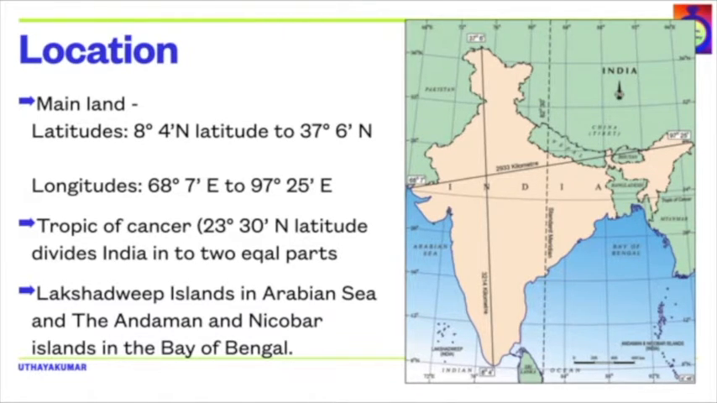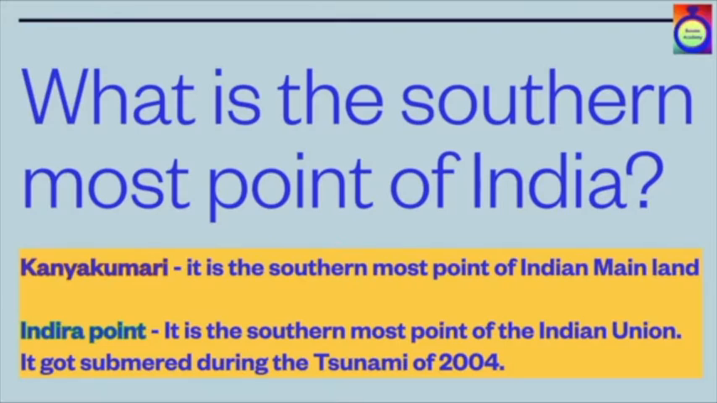Then we have to remember, look at the Tropic of Cancer, 23 degree 30 minutes northern latitude. That exactly divides India into two equal parts. Then look at the island groups of India. In the Arabian Sea you can see the Lakshadweep Islands, and in the Bay of Bengal you can see the Andaman and Nicobar Islands.